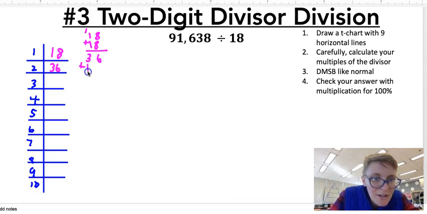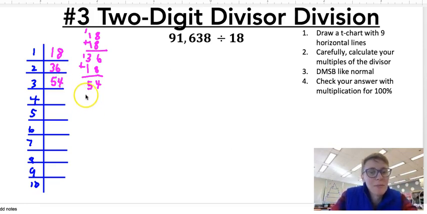I'm going to add another 18. I know that 6 and 8 make 14. Regroup the 1, that's going to be 54. So I'm going to put that in my chart. This chart's going to make sure I really know my multiples and I select the right multiple. Now I'm going to do 18 plus 54. This is the fourth one. That's going to be 12. Regroup the 1, that's 72.